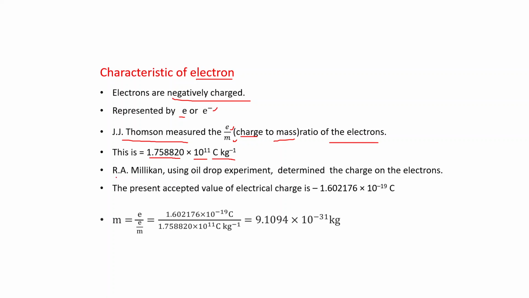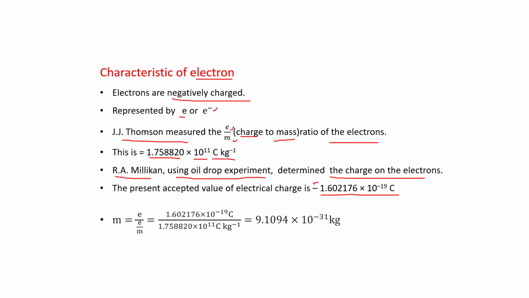Another scientist, R.A. Millikan, using the oil drop experiment, determined the charge on the electron, and this charge is 1.602176 × 10^-19 coulomb, and this is negative.